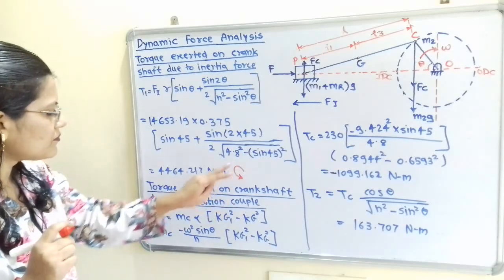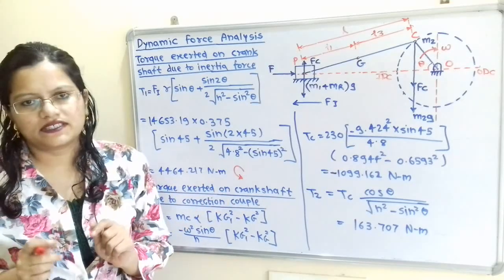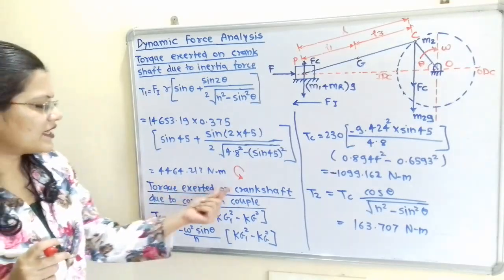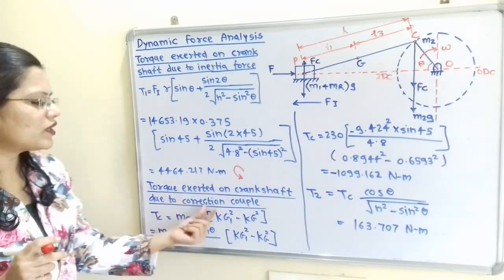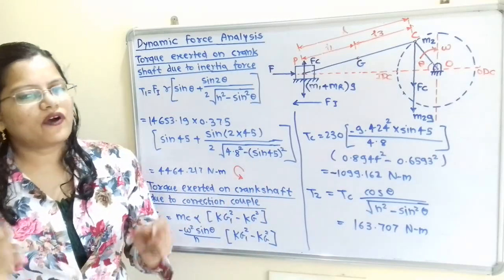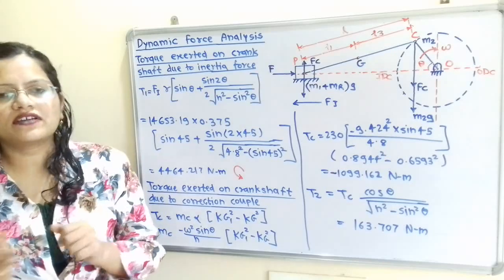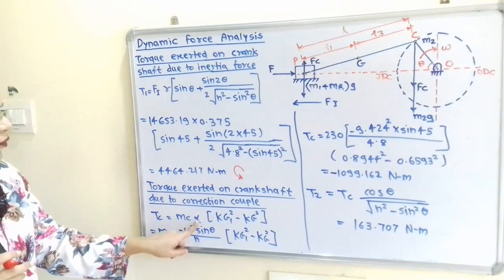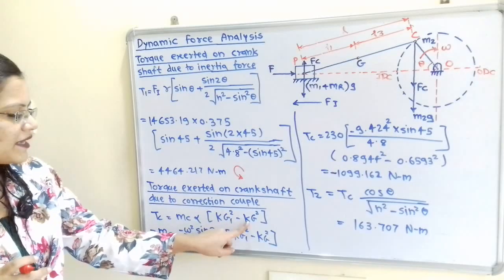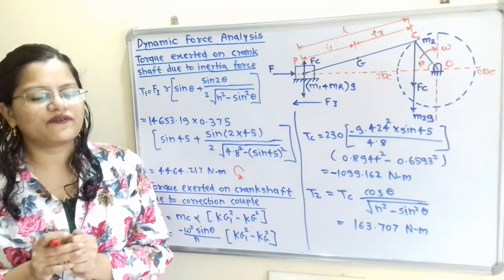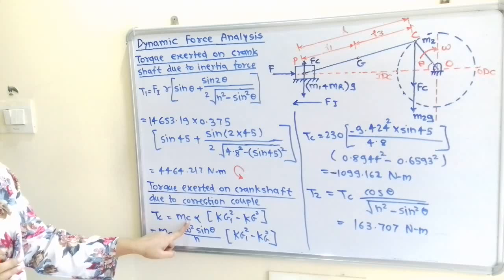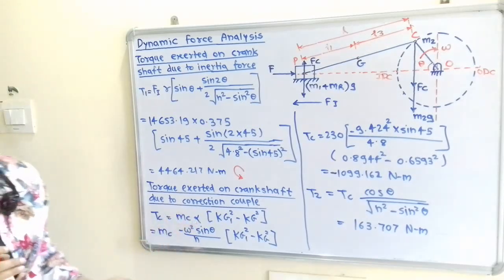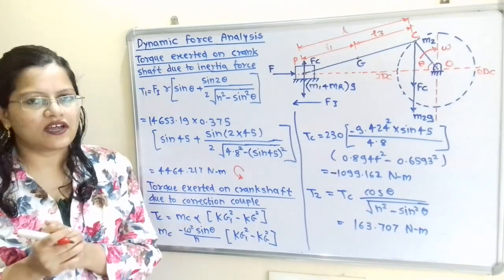Now we will move to the next: torque exerted on crankshaft due to correction couple. For that we have to first calculate the correction couple. So this Tc is equal to mc into alpha into (kg1 square minus kg square). So this is the formula. Here mc is the mass of connecting rod, and alpha is the angular acceleration.